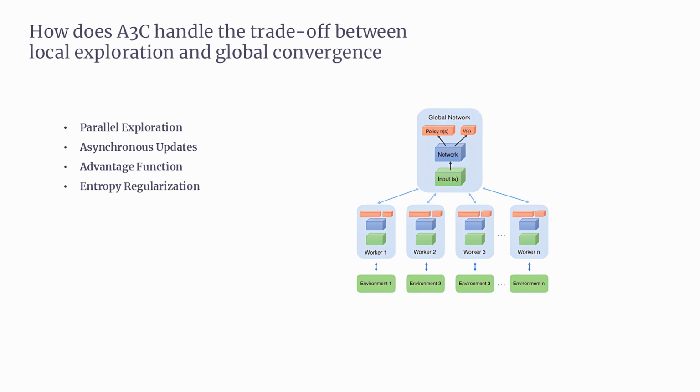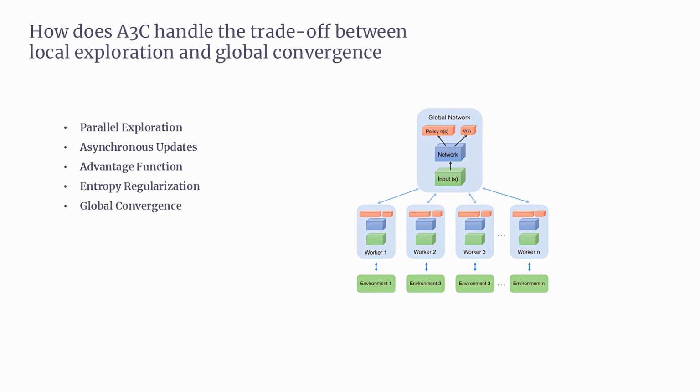To ensure the agent doesn't become overly fixated on exploiting a few actions, A3C adds an entropy regularization term to the policy loss. This encourages the agent to keep exploring different actions by maintaining a higher level of entropy in the policy. In this way, A3C prevents the agent from prematurely converging to a suboptimal solution.